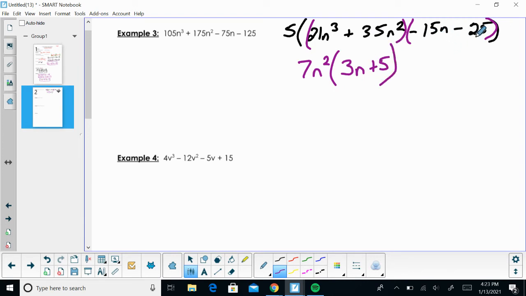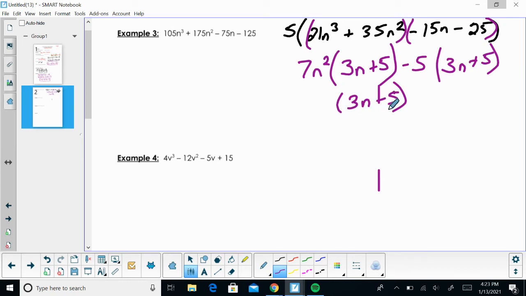Okay, now what about these guys? What's my greatest common factor? I believe it's just going to be a negative 5. Negative 5 times what gets me 15? It's going to be positive 3. I can't forget my n. Negative 5 times what gets me negative 25? Positive 5. And look, I've got the same thing on both sides here. So we're going to factor that out.